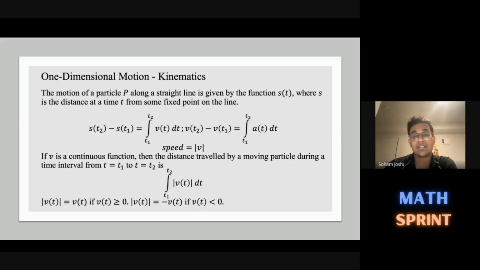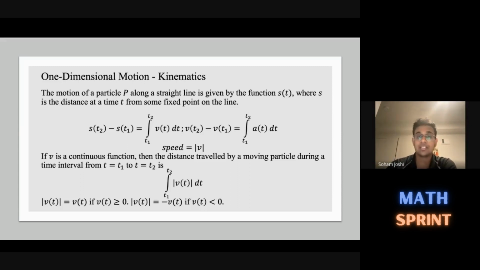Keep in mind s of t2 minus s of t1 is the net change in position or displacement from time t1 to t2, and also v of t2 minus v of t1 is the net change in velocity from time t1 to time t2.